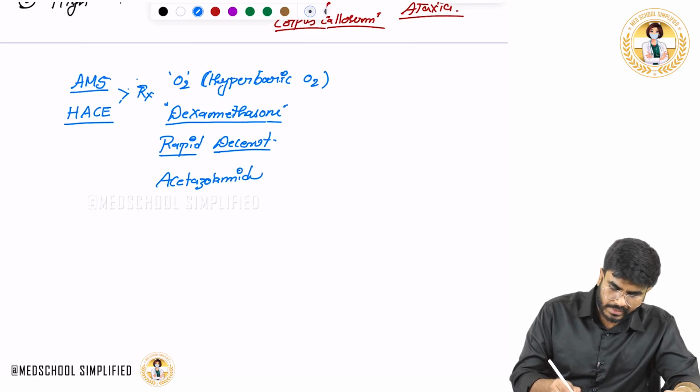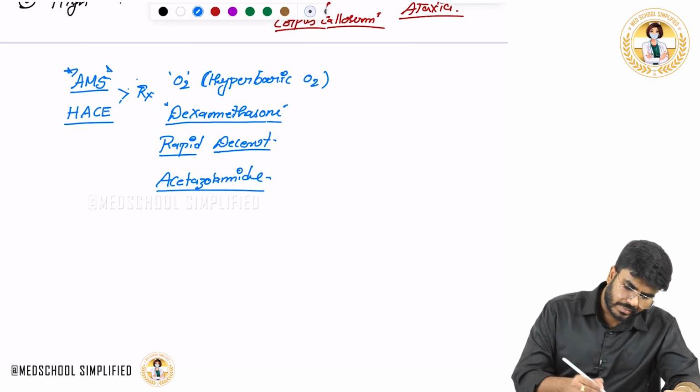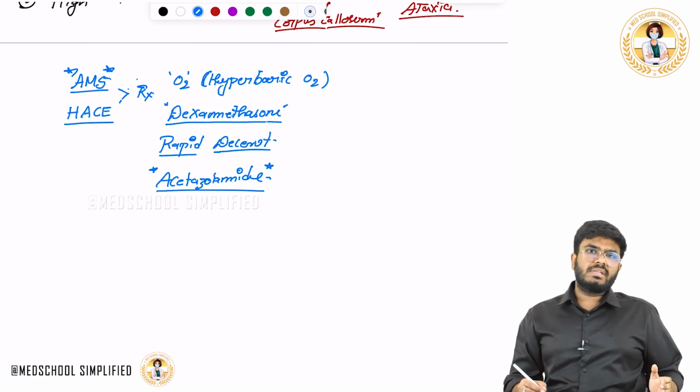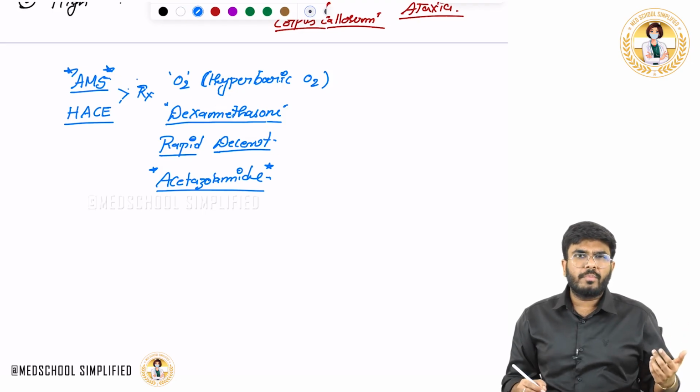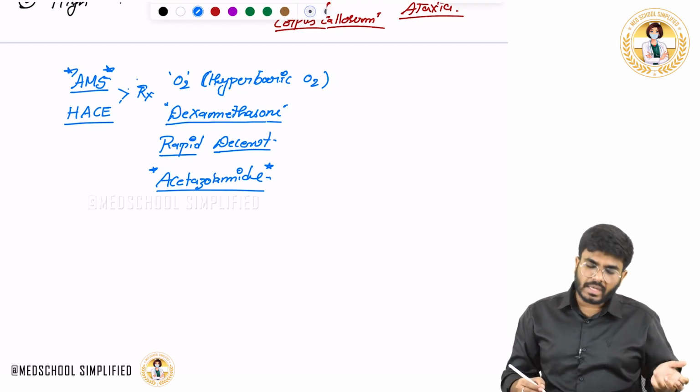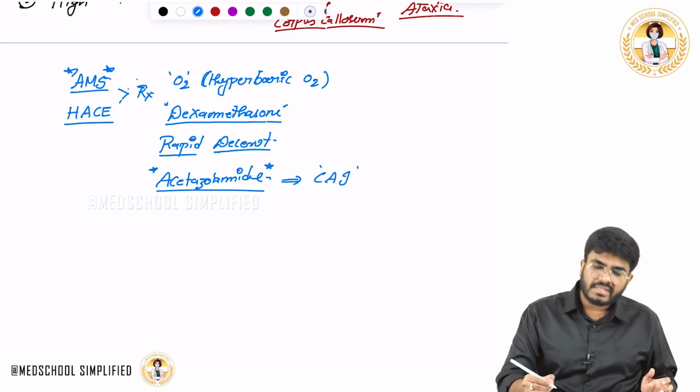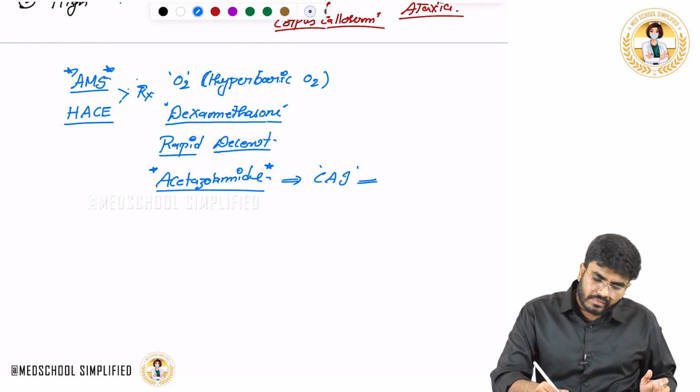You can also use acetazolamide for mountain sickness. Why? Because whenever you go to high altitudes, these patients are going to develop respiratory alkalosis. Acetazolamide is a carbonic anhydrase inhibitor which acts on the PCT. It causes bicarbonaturia.